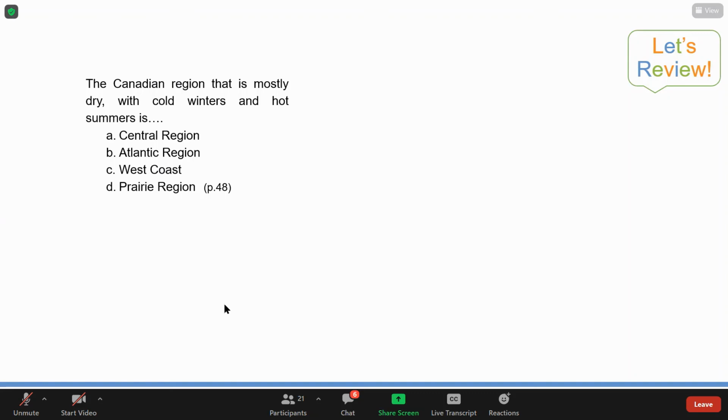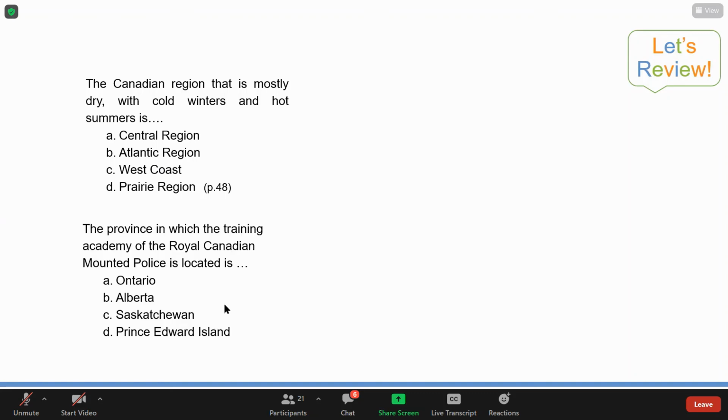If you look at page number 48, can somebody locate it? Yeah, it's the prairie because it gives you the page number next to the answer. We will move this answer to the prairie, yeah? Oh, it's already the prairie. Yeah, it was under the central.